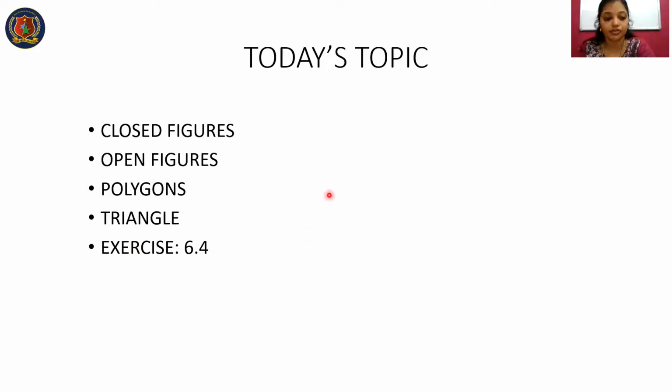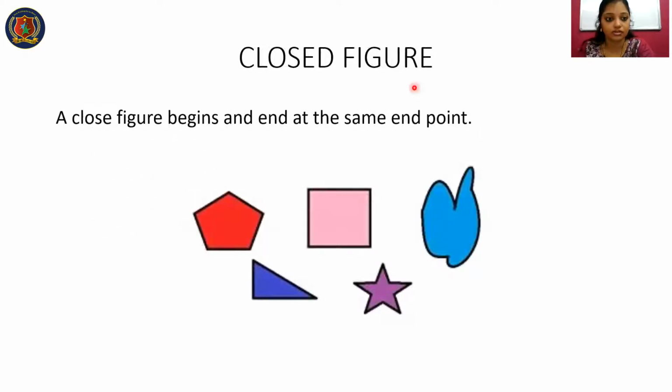So next we are moving to closed figures. A closed figure begins and ends at the same end point. When you start drawing a shape, you start at one point and end at the same point. That is called a closed figure. There is no gap. It may be a regular or irregular shape, but it is supposed to cover all the sides. That is called a closed figure.